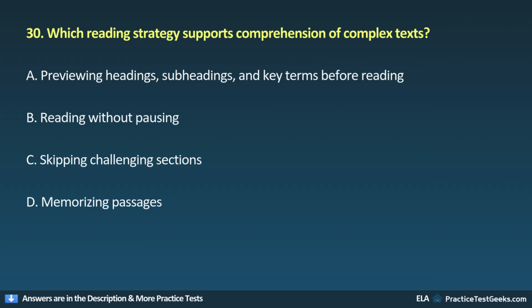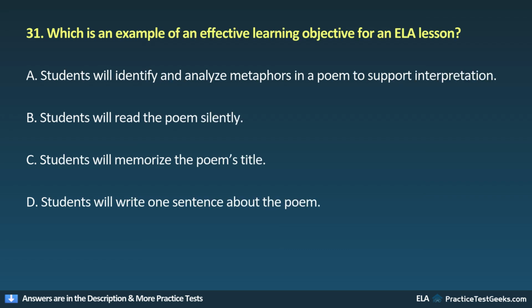30. Which reading strategy supports comprehension of complex texts? A. Previewing headings, subheadings, and key terms before reading. B. Reading without pausing. C. Skipping challenging sections. D. Memorizing passages. 31. Which is an example of an effective learning objective for an ELA lesson?